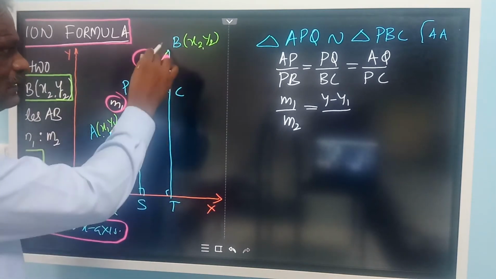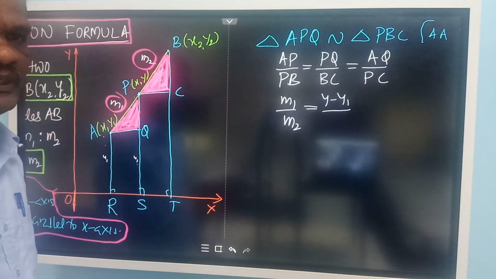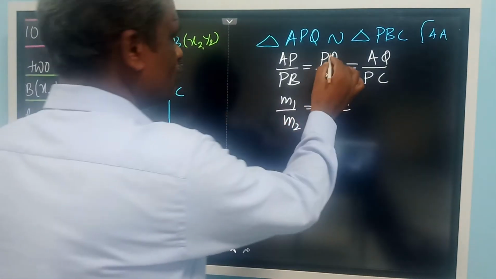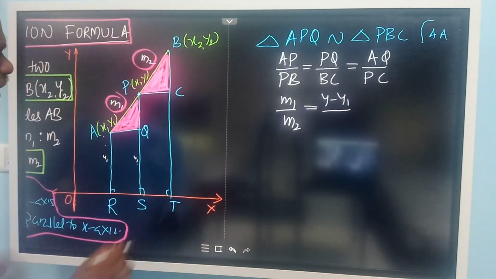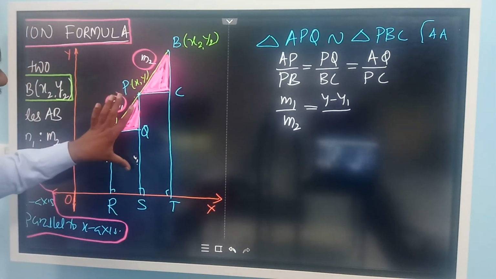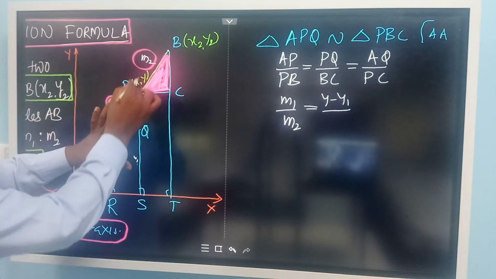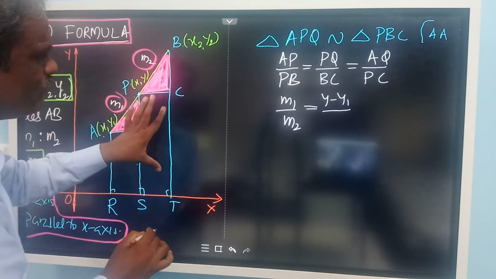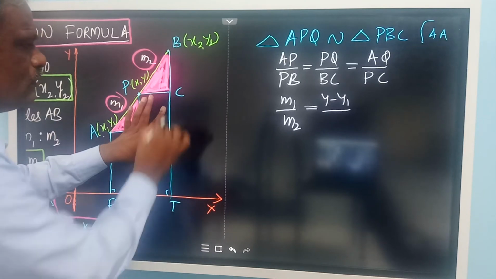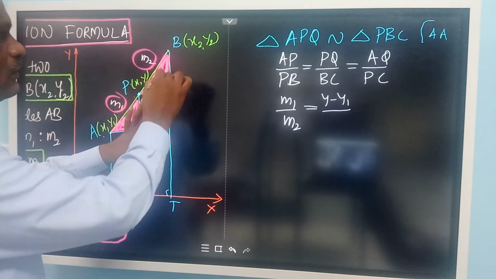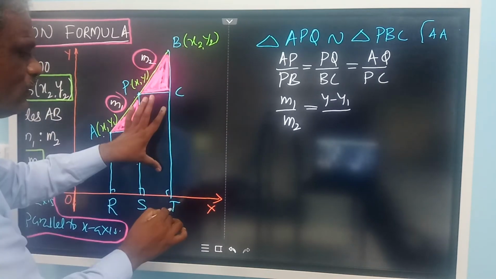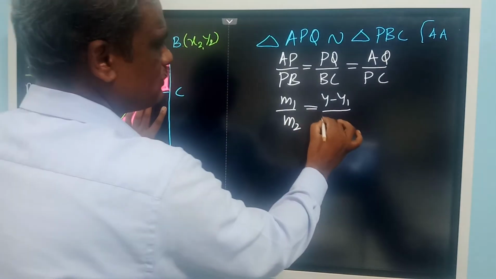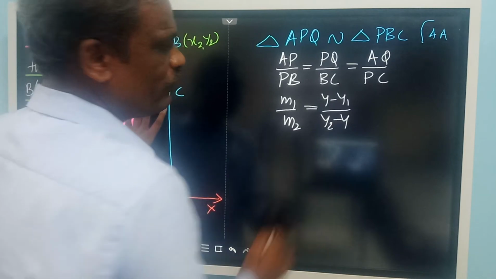Tell me what is the length BT is equal to. So this is Y2. Total length is Y2. And this length is same as this one. So this length, you know, it is Y. So this is Y, means this also Y. Total length is Y2. This length is Y. So you subtract Y2 minus Y. So it gives you BC. So this is Y2 minus Y.